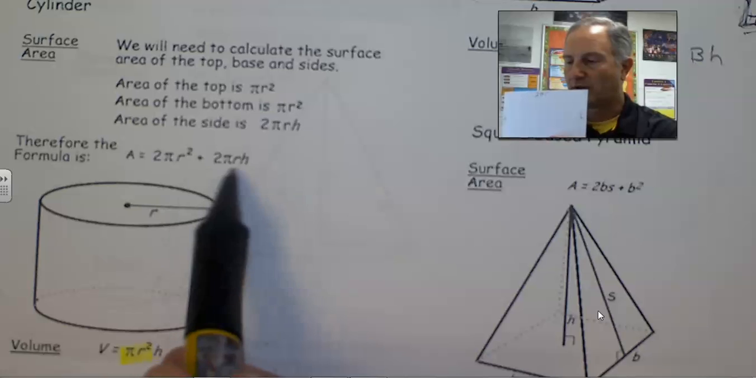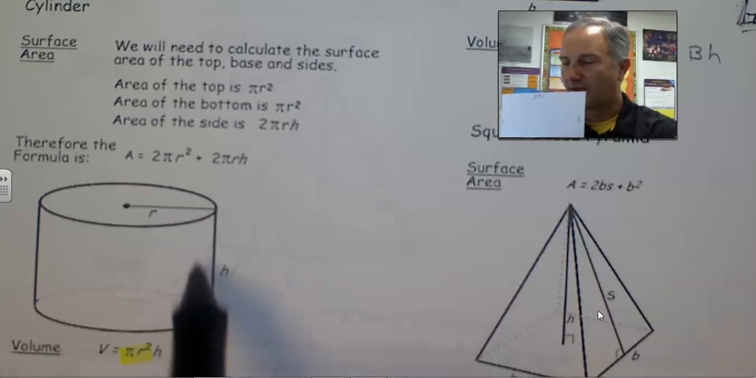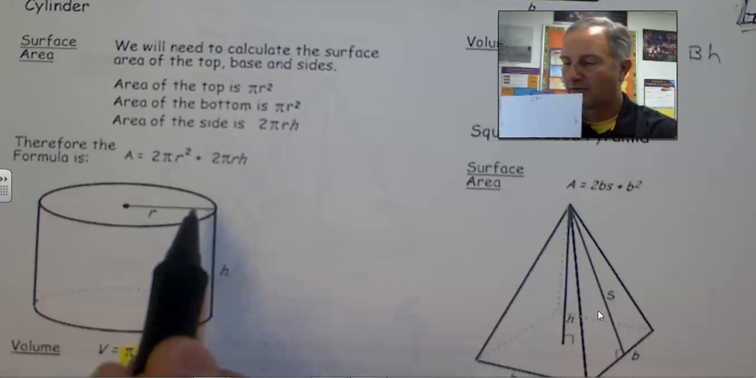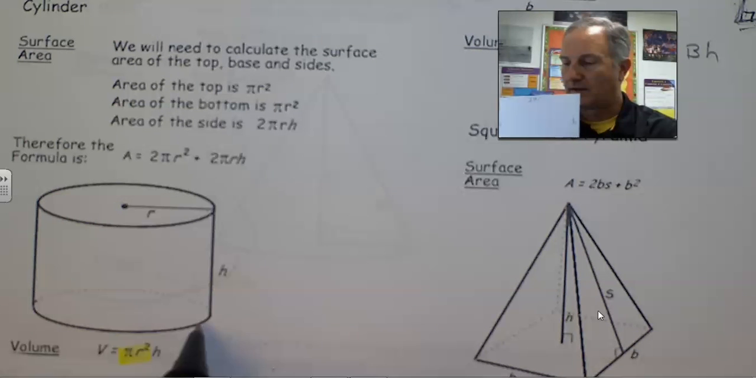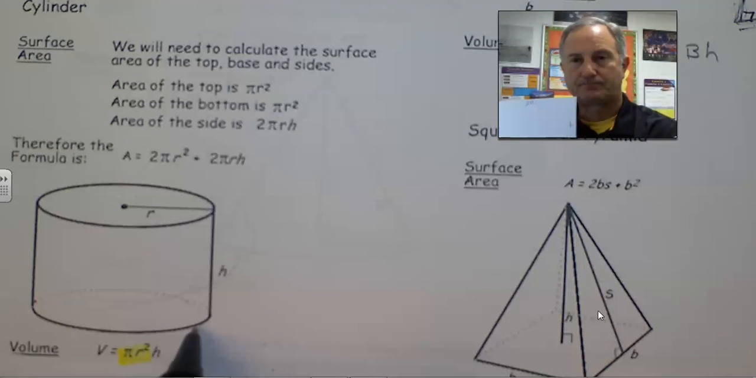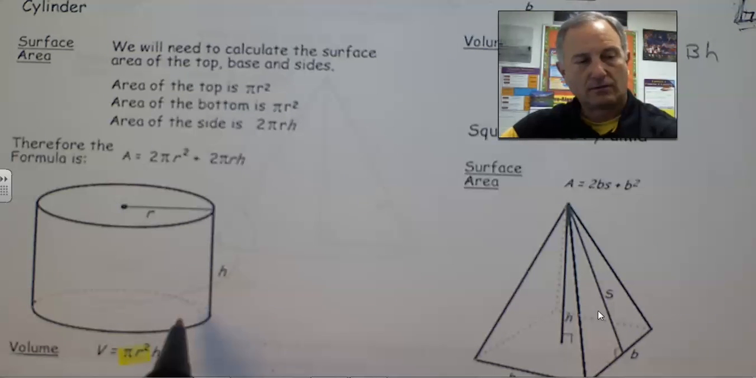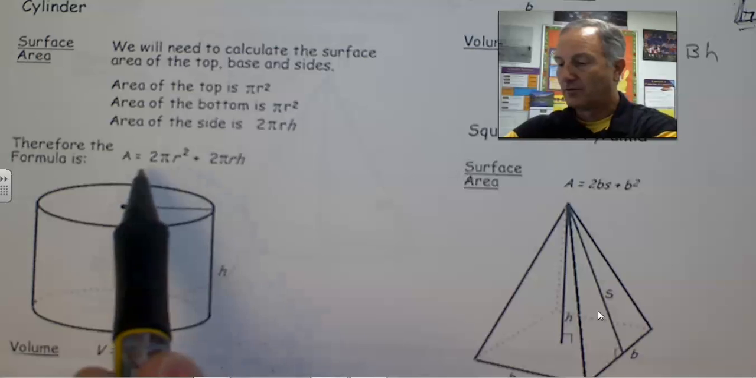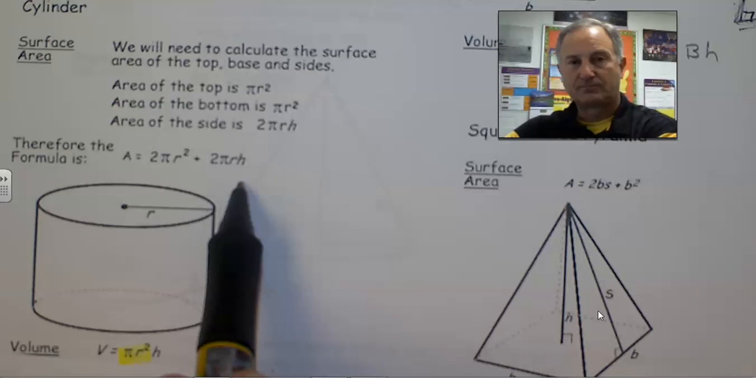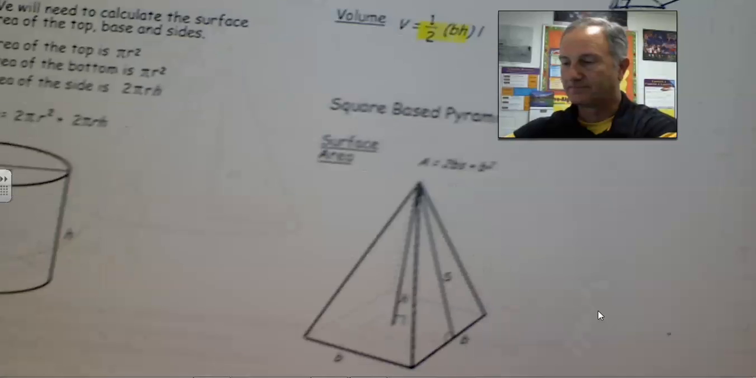2 pi r h. That's the side here. And then the 2 pi r squared is the area of the top. And I double it because I got a bottom also. So surface area for a cylinder is right here. Again, we're going to do this a lot more in class.